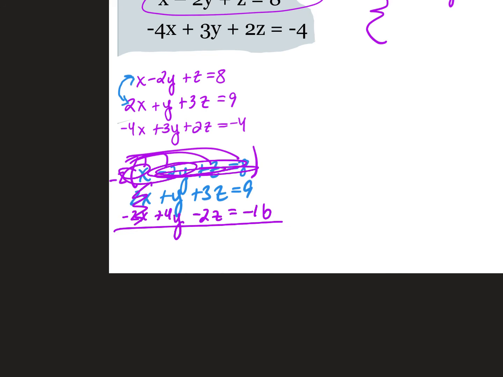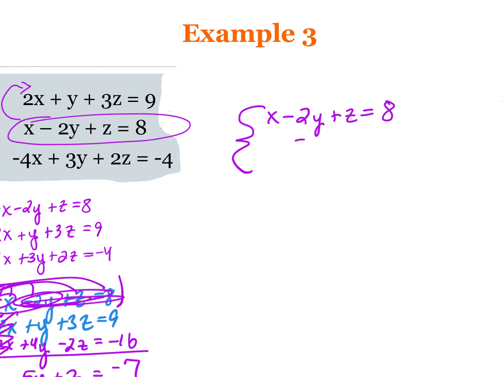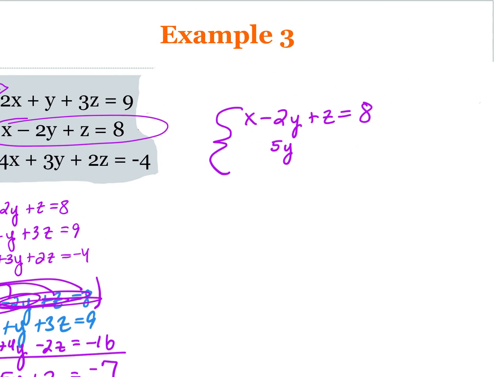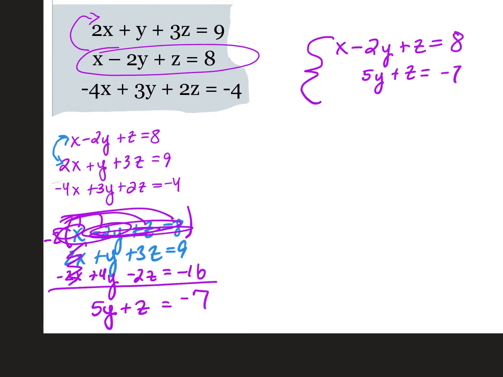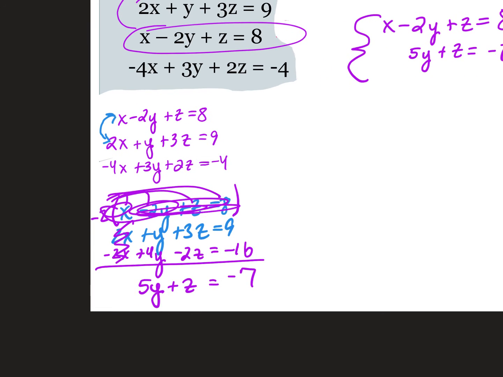What's 1y and 4y? Perfect. 5y. Positive 3z minus 2z, just z, equals, what's 9 minus 16? Negative 7. Yes? Okay. So there's my second equation. 5y plus z equals negative 7. Now I want my last equation to say what? Z equals. So that means I have to take 1 and 3. And what variable are we going to eliminate first?